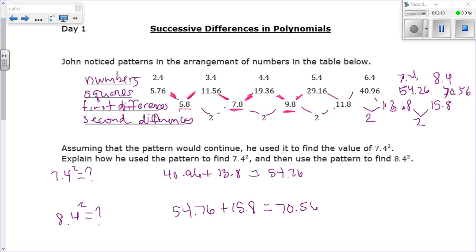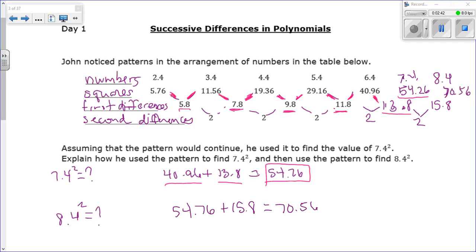And then when he subtracted 29.16 from 40.96, he got 11.8. So in order to get to the next number, he knew that this number here, which I have filled in already, and this one, when I subtract them, need to give me 13.8. So if I take the 40.96 and add to it 13.8, I get 54.76.